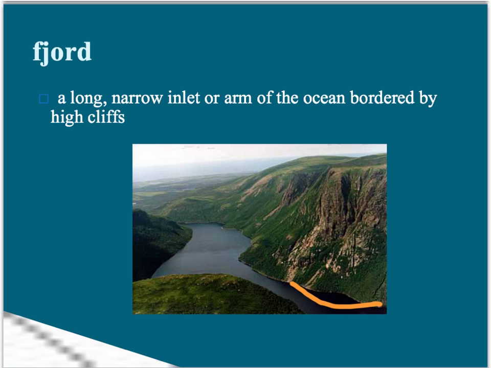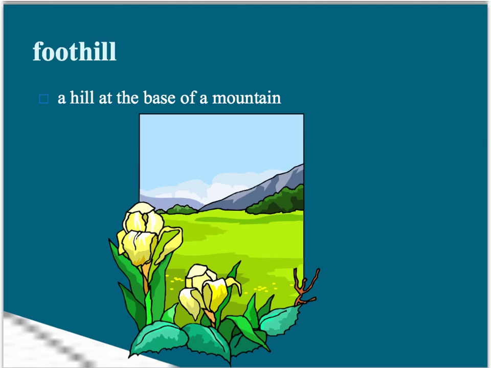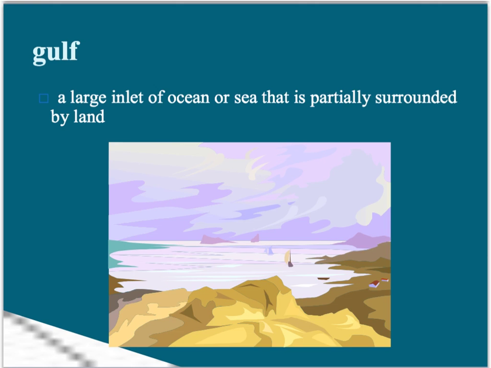So the ocean basically goes in between these high cliffs. It looks kind of Narnia-ish or Lord of the Rings or something like that. A foothill, this is a really tough one. Don't know if you can handle this. A foothill is a hill at the base of a mountain. Duh, easy. A gulf is a large inlet of ocean or sea that is partially surrounded by land.